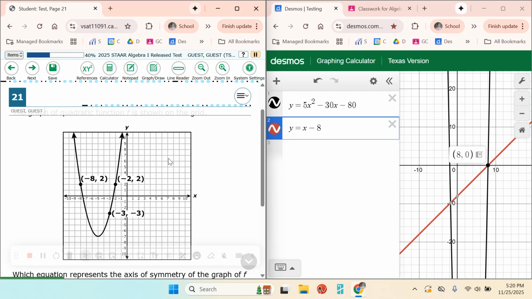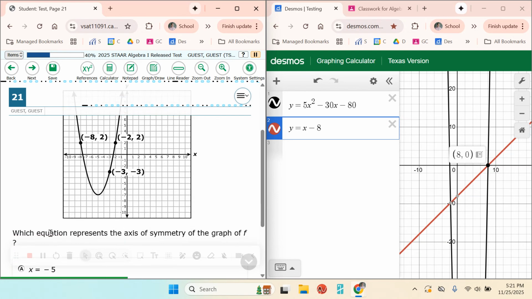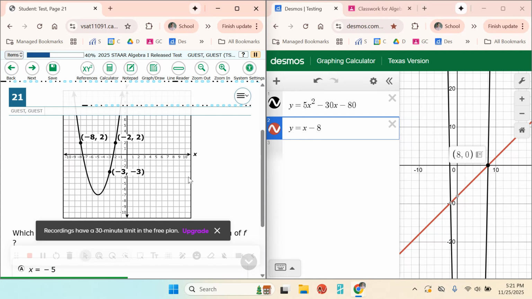Okay, for question 21, which equation represents the axis of symmetry? Hopefully you know at least this word right here. When you see symmetry, you think symmetrical. And if you don't know what that is, are you kidding me?